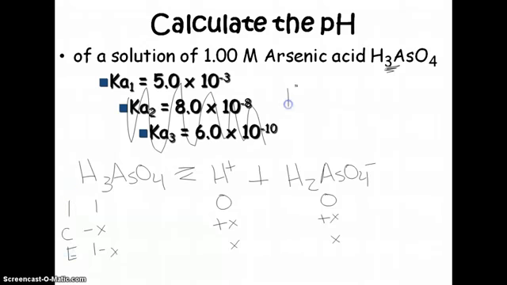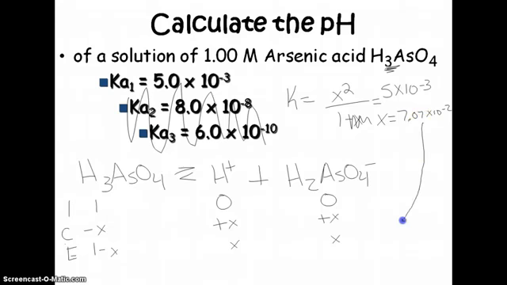Now we just need to plug this into our expression for K. So X times X on top, so the products are X squared. And then on bottom, 1 minus X, and that's equal to the Ka value of 5 times 10 to the negative third. So we can cross this out because this is much smaller. And we get X squared is equal to 5 times 10 to the negative third, and that's going to give us an X value equal to 7.07 times 10 to the negative second.